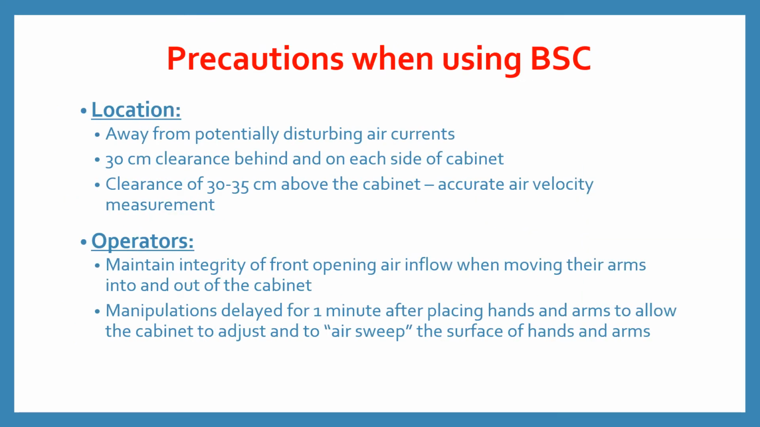Precautions while using a biosafety cabinet. Location. It must be placed away from potentially disturbing air currents. There must be at least 30 centimeters clearance behind and on each side of the cabinet, and a clearance of 30 to 35 centimeters above the cabinet for accurate air velocity measurement.